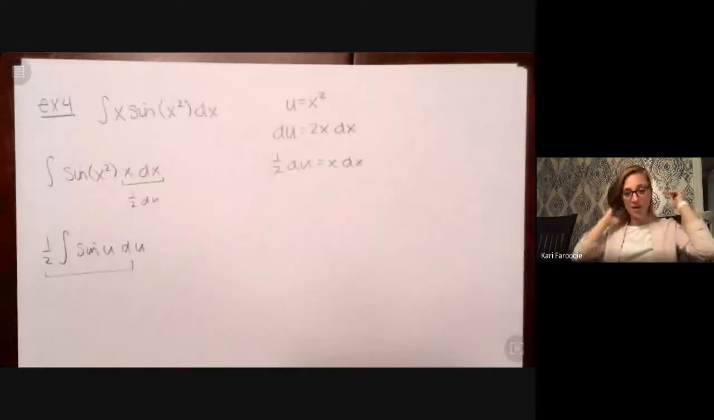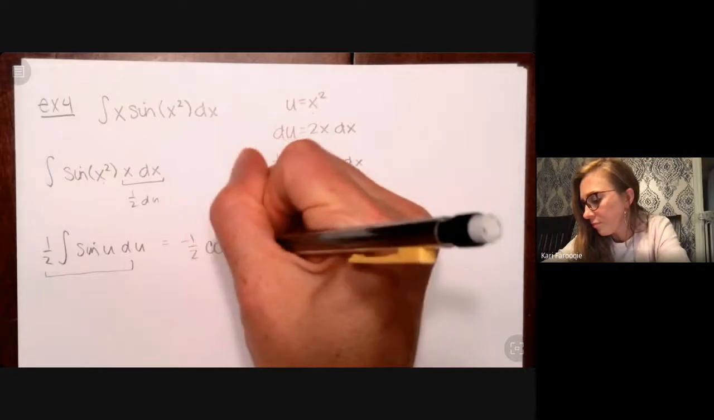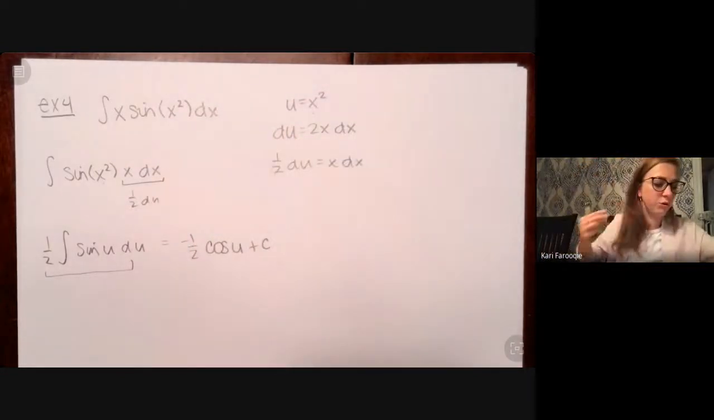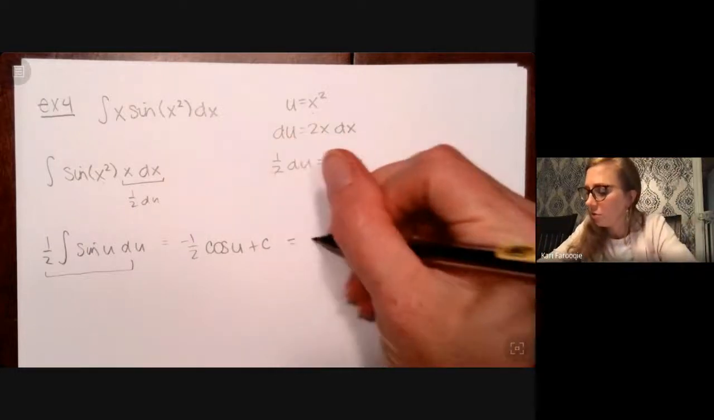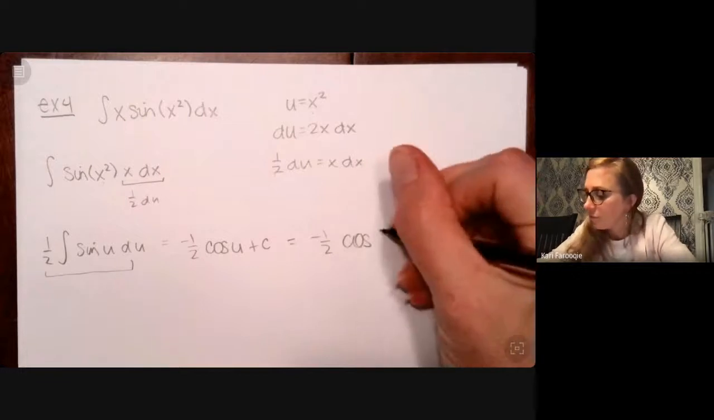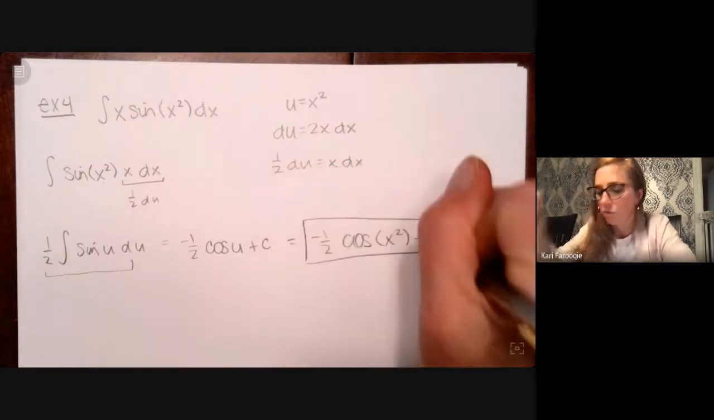Okay, so anyway, now that we know that we are looking at negative cosine u, we'll have negative 1/2 cosine u plus c, and then you're going to swap that u back out for x squared. Which looks like this.